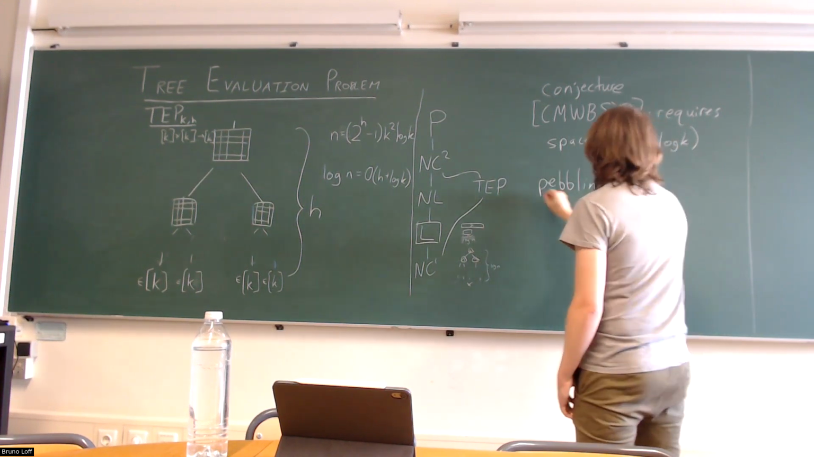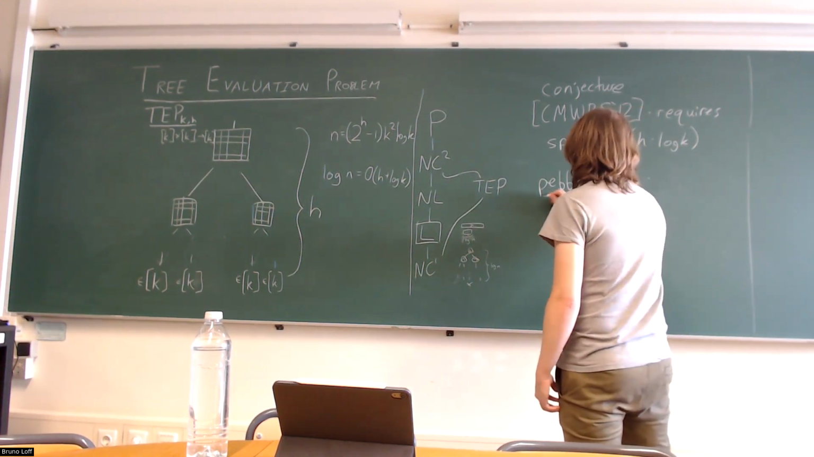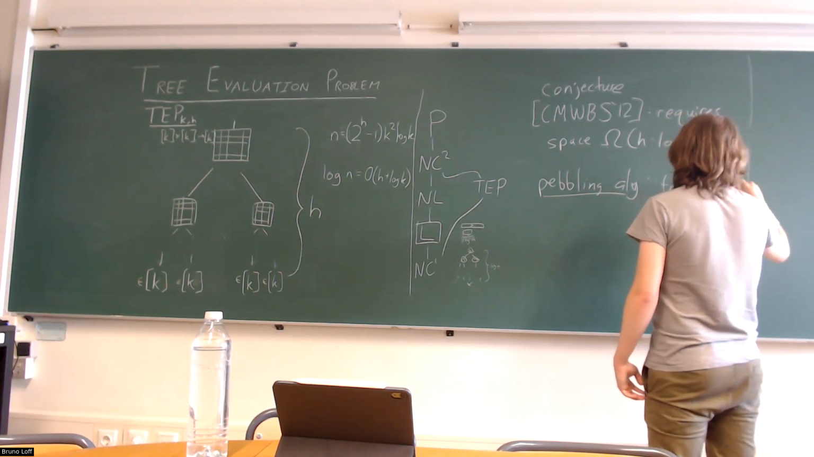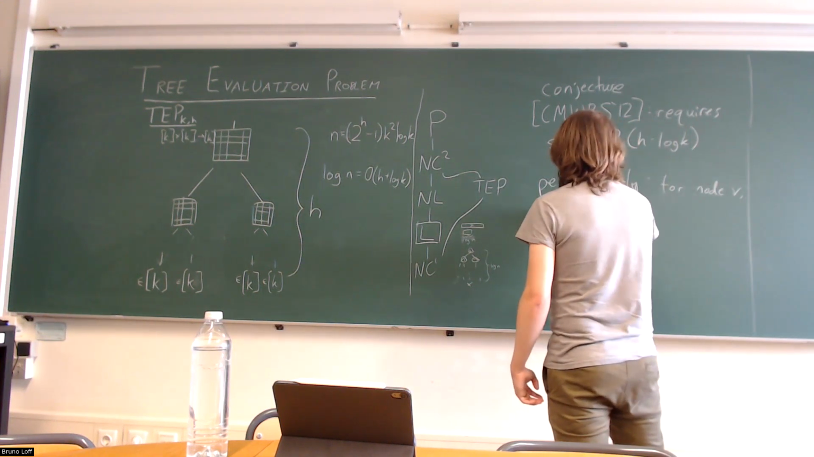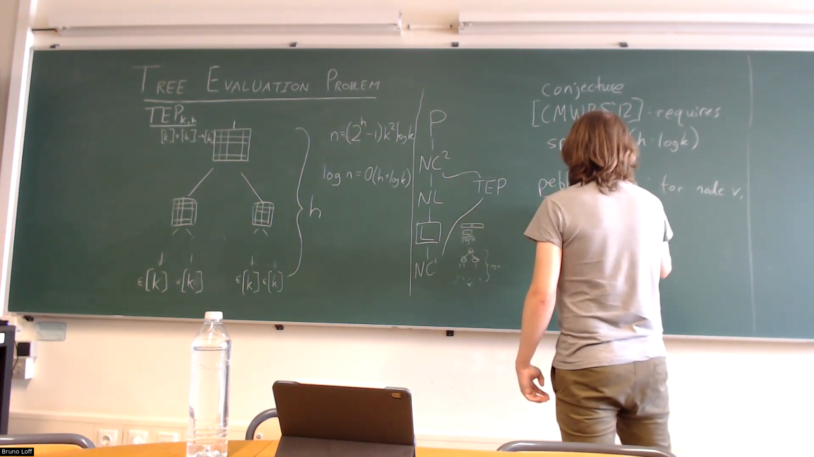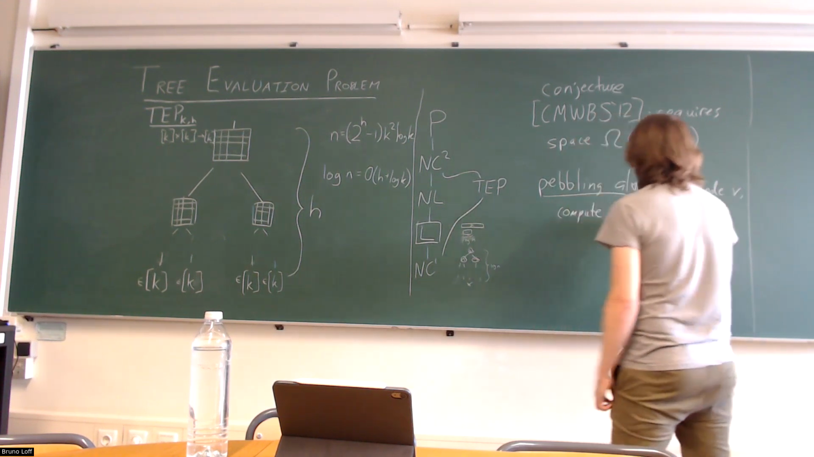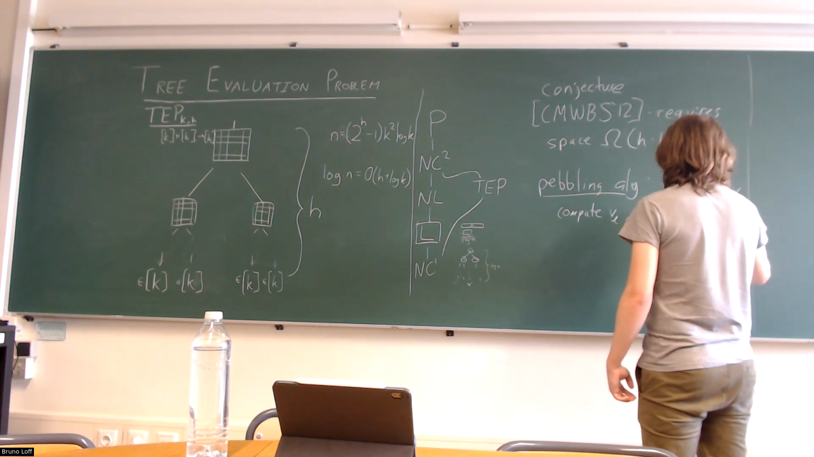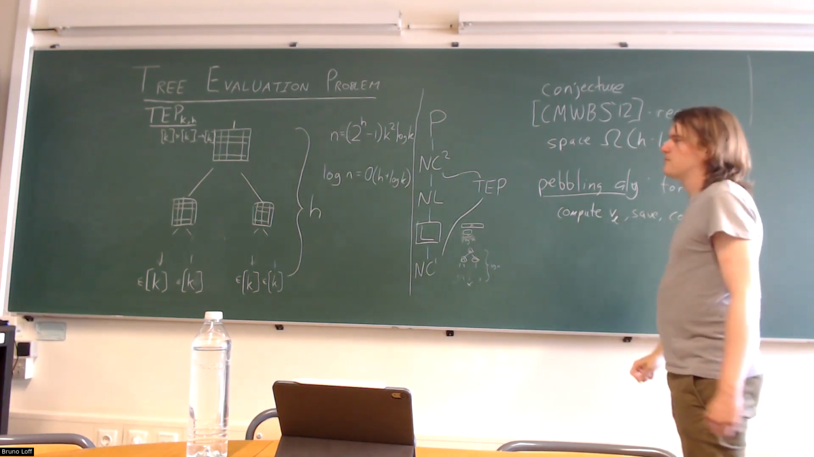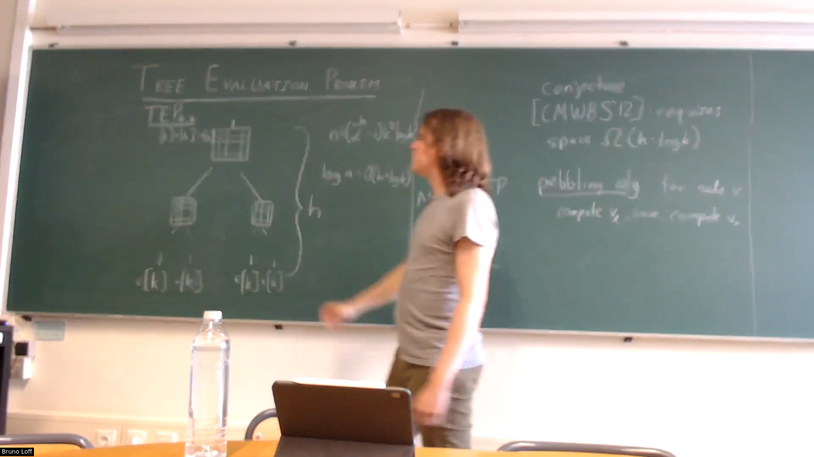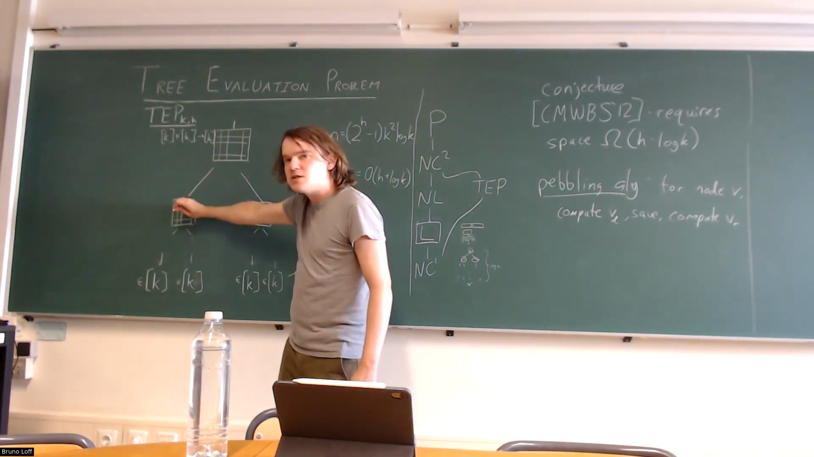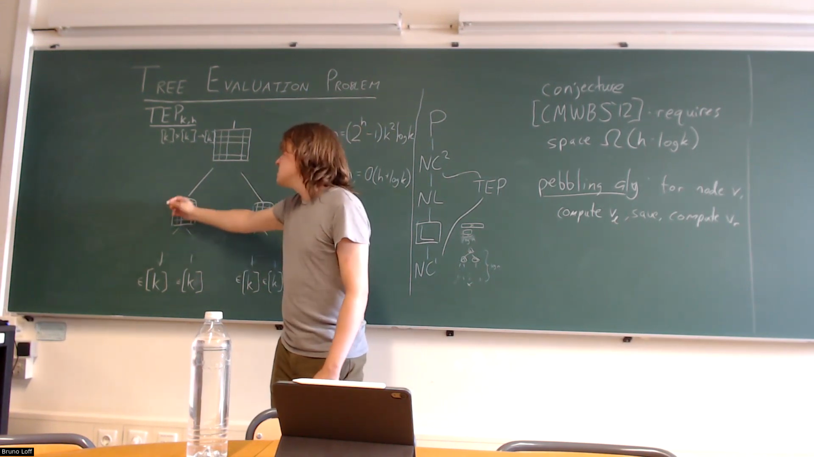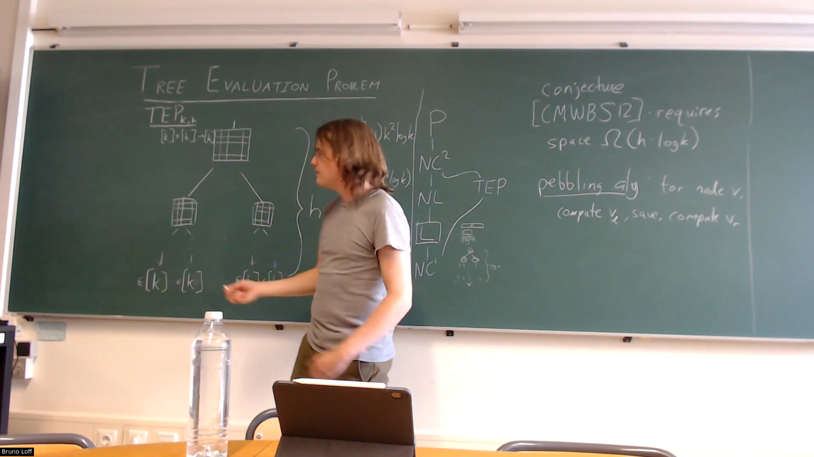And the pebbling algorithm is a very simple thing. For each node, or for the node in question, compute the left child of V, call it VL, save the answer, and compute the right child of V. So this is our inductive procedure. You start at the top, I'm going to compute this node, I'm going to save the answer, and I'm going to compute this node. How do I actually compute these things? Well, I'm going to compute the left, and I'm going to save it, and I'm going to compute the right.